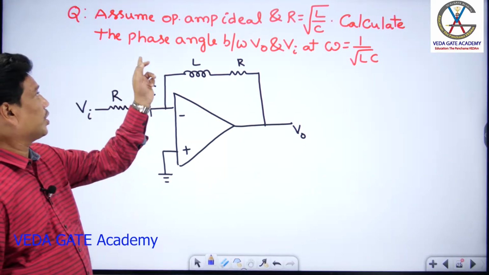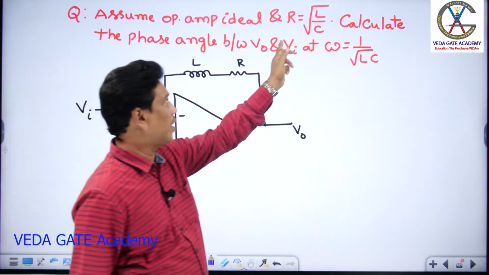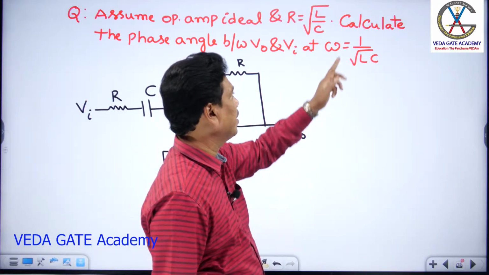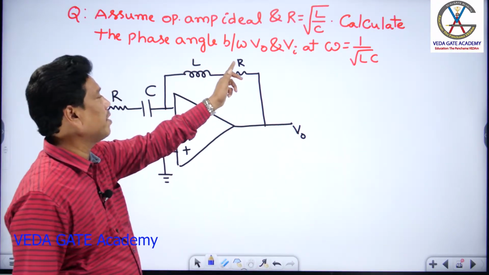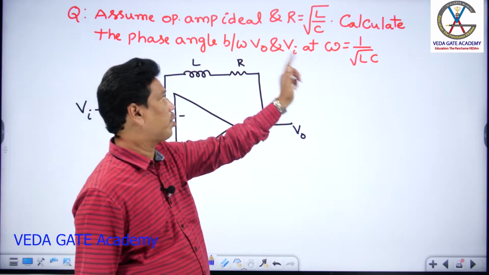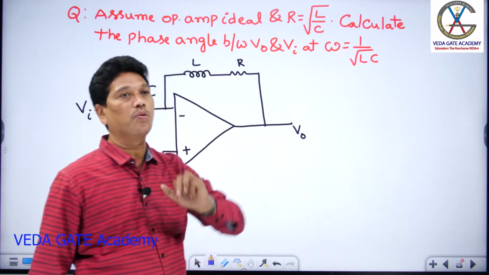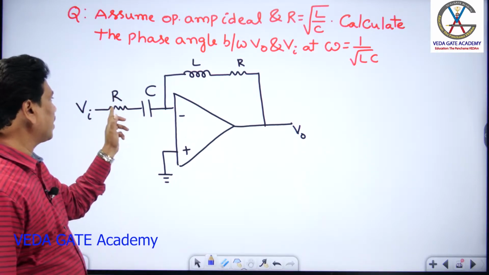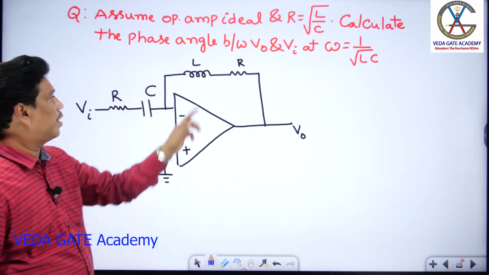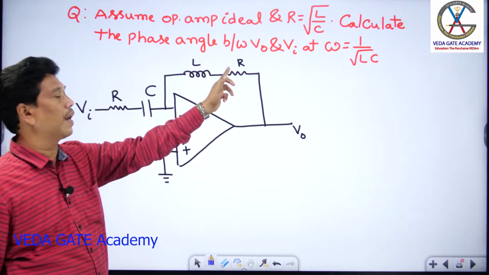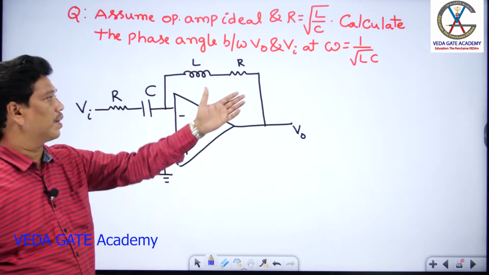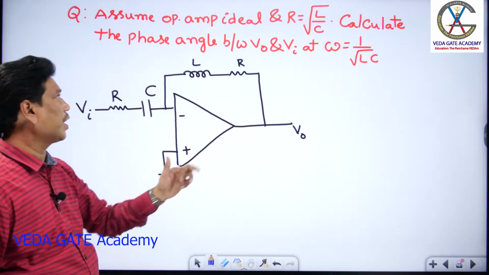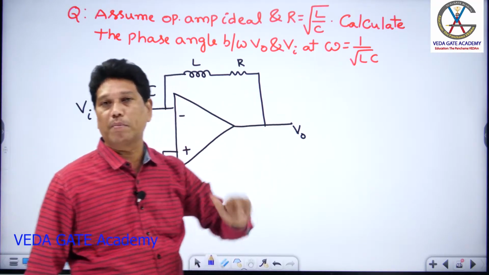So check out the next question. Assume op amp ideal and R equal to root of L by C. Calculate the phase angle between output V0 and input Vi at omega equal to 1 by root LC. So this is the op amp circuit, with the input containing the impedance elements R and C, and the feedback circuit containing L and R. So it asks what is the phase angle between V0 and Vi at omega equal to 1 by root LC.